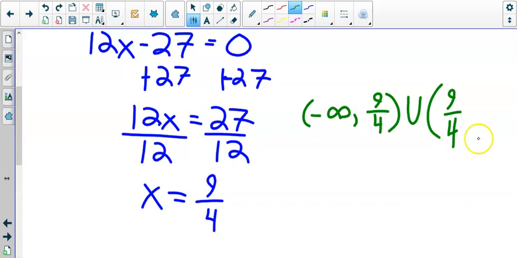And then from 9 over 4 over here, where do we go? To infinity. That right there represents inviting every number but 9 over 4. Okay? And that's what they're looking for. Cool beans? All right.